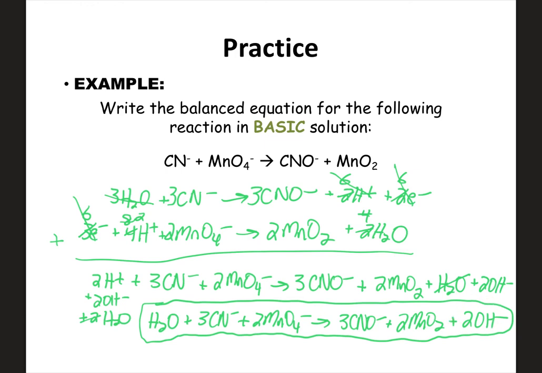All right, so this is just another example of a redox reaction, and this one took place in basic solution. You got to know the steps here to do a problem like this.